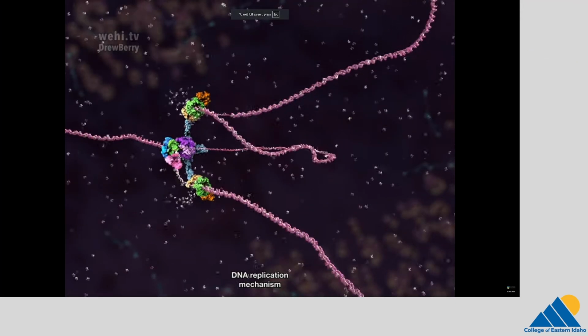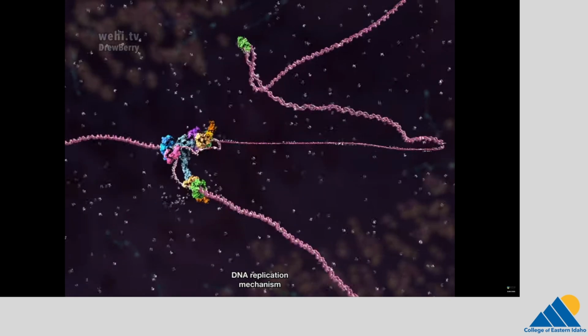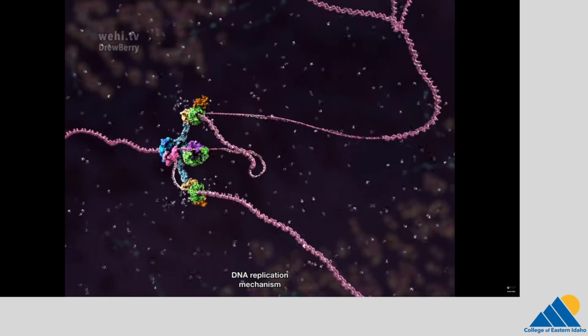Before a cell can divide in two, it must first duplicate all of its DNA so that it can pass an exact copy to each daughter cell.